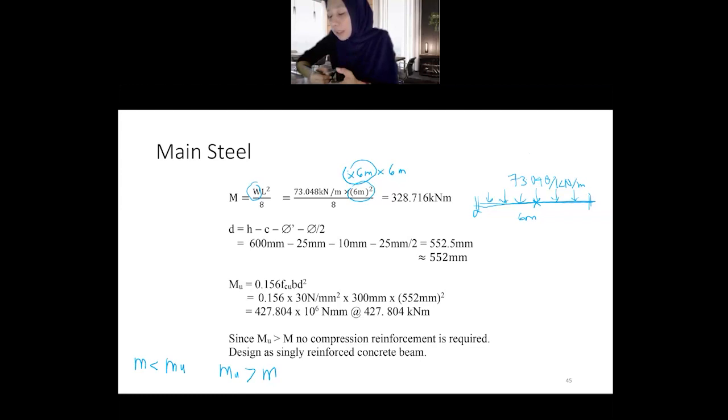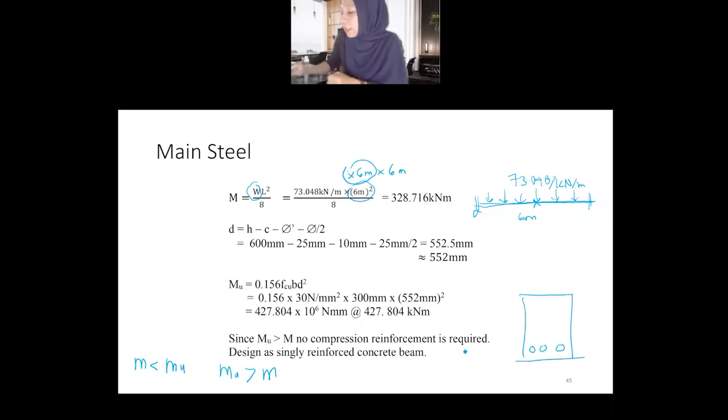Okay. If it is bigger, meaning M is bigger than MU, it means that you cannot design it as singly, you must design it as doubly. Okay, what is the difference between singly and doubly? Refresh again. Singly is just like this. Okay, doubly, you have a bottom and a top. The top is the compression bar, and the bottom is the tension bar. If singly, there is only the tension bar, no compression bar on top here.